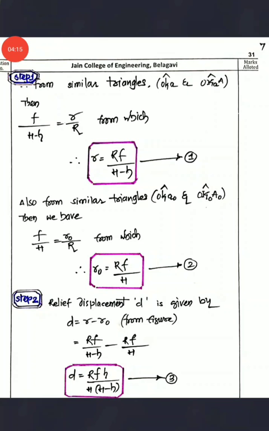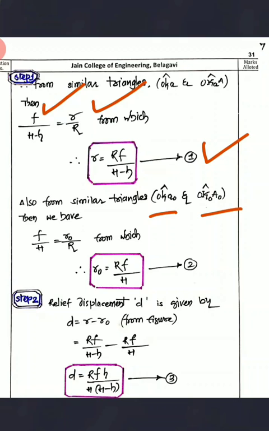So as I have shown in the figure, f divided by H minus h equals R divided by capital R, from which you can get the small r value, that is, r is equal to Rf divided by H minus h. That we are going to take as equation 1. And also from the small triangle of a naught and capital A naught, those two triangles will be there.